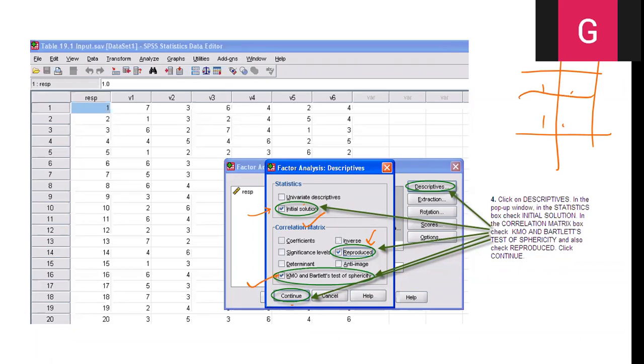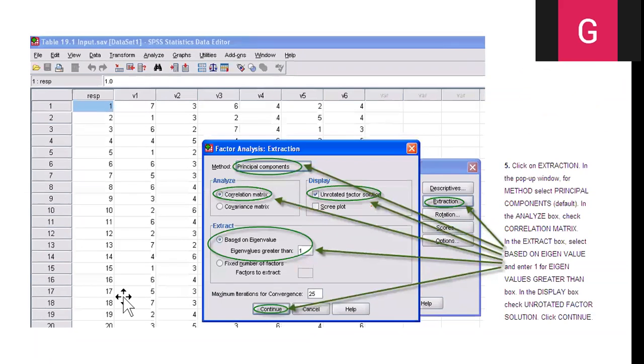KMO and Bartlett's test, very important. We did the KMO and Bartlett's test after correlation. And then descriptors. What you get after that is this method. What method are we using here? Principal or CFA? Principal component analysis. So select principal component here.